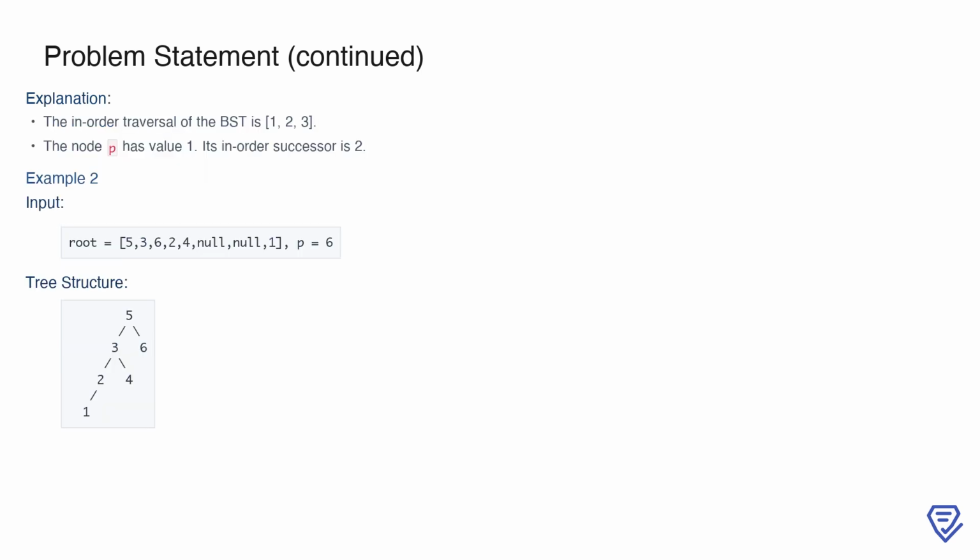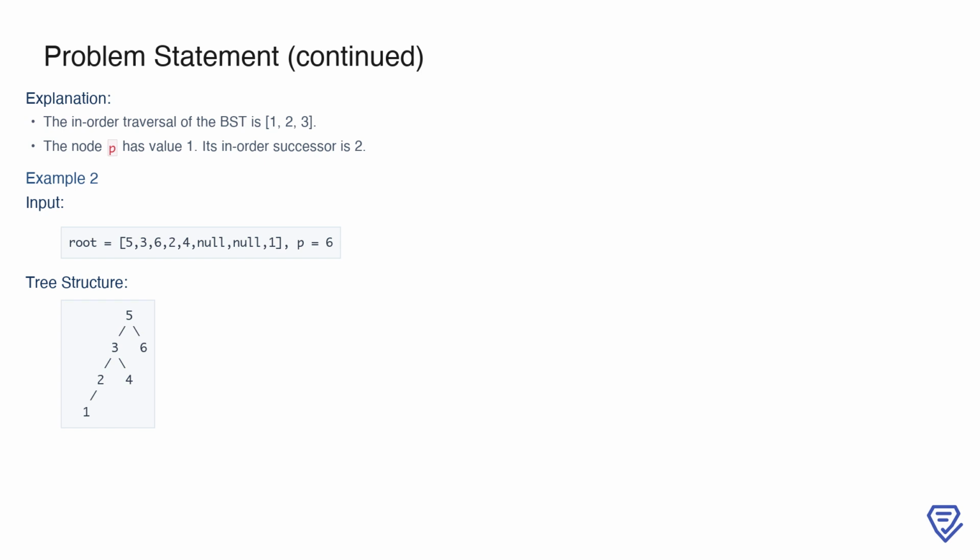To explain the output further, we perform an in-order traversal of the BST. The traversal visits the nodes in the following order: 1, 2, and then 3. For the node p with value 1, the next value in this sequence is 2, so 2 is its in-order successor. Now, let's look at another example where the tree is more complex.